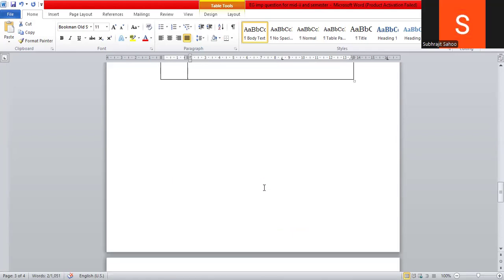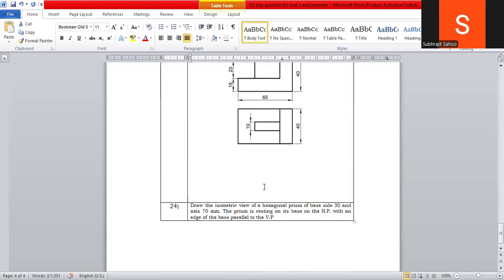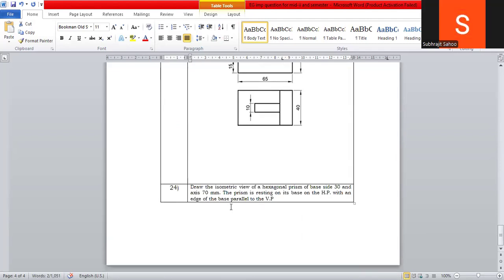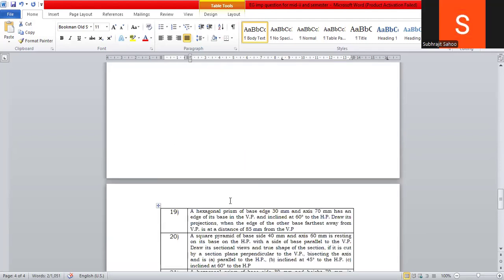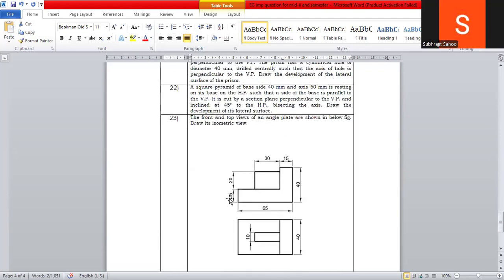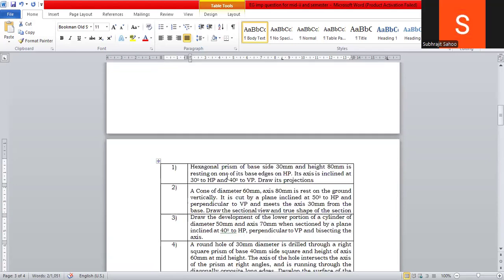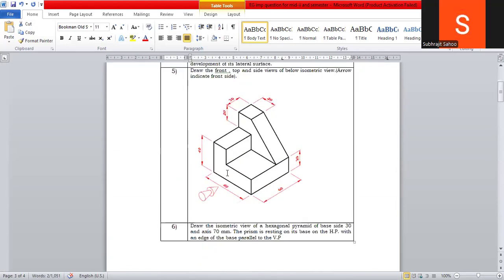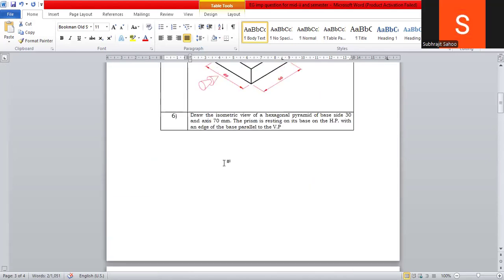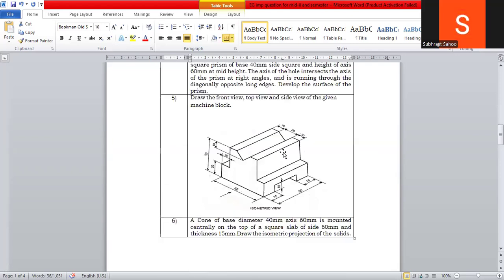And here also, hexagonal prism. Okay, this much only. So question number 24 and 6. Question number 6, here this 6, the first 6. This one 6 is the same. This question is the same. Okay. Then this 6 I will solve, right?